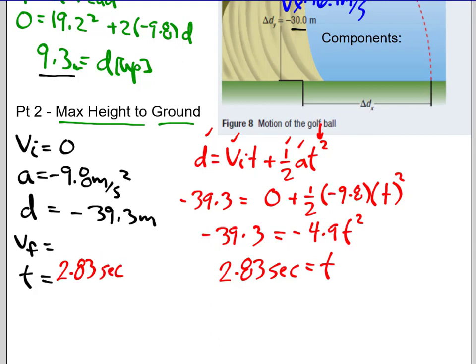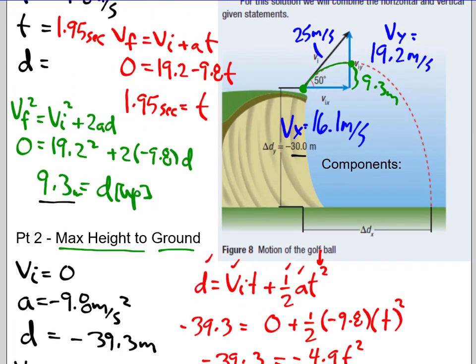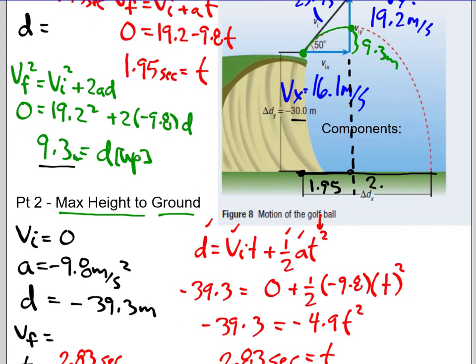Okay, so if we were to look at this picture, we could see the first component. Let's drop this line down right here, and we'll draw this across here. This took 1.95 seconds to go from the start of the problem to the max height. It then took 2.83 seconds to go from the max height back down to the ground.